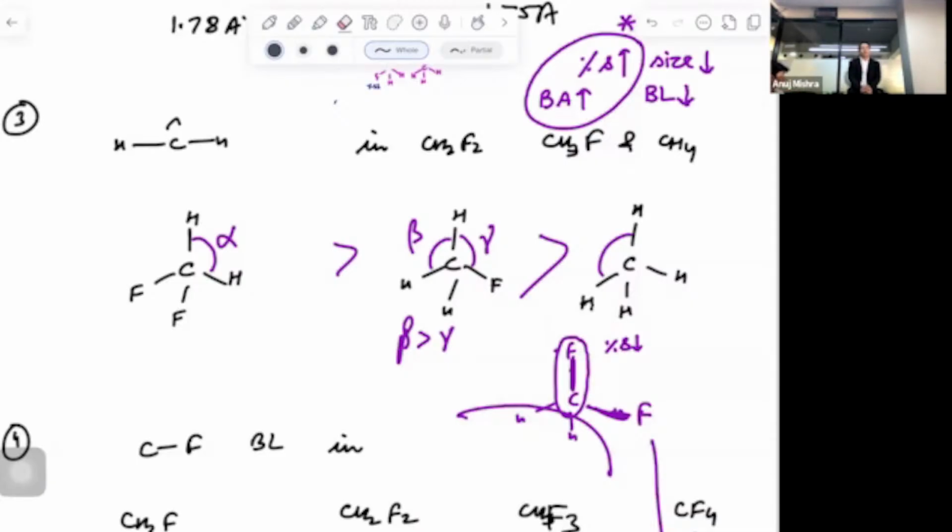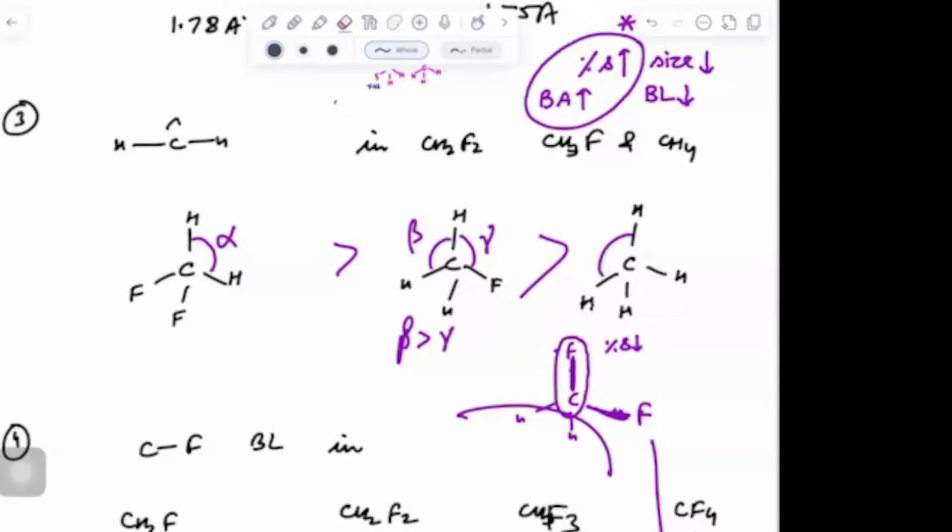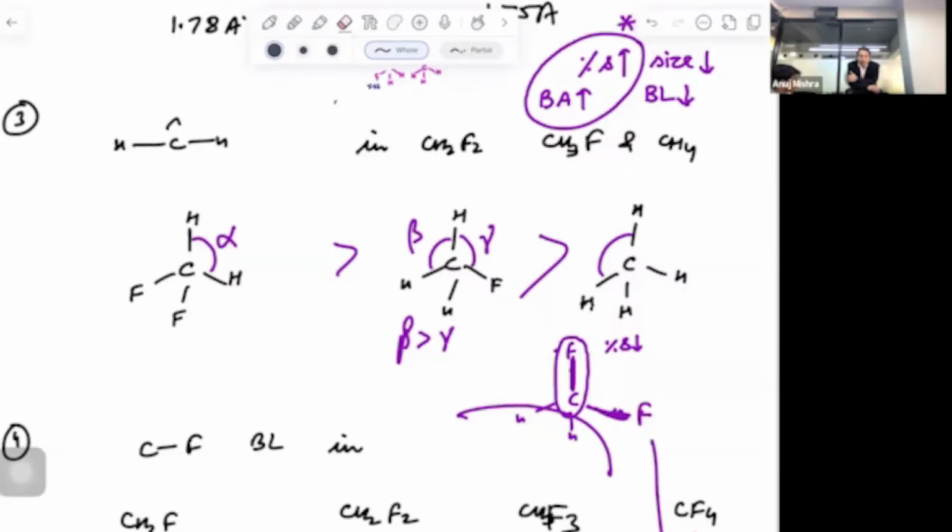CH3F is greatest, then CH2F2, same order. Anyone else? Any other answers? I'm getting the same order. Okay. So which is the longest bond length? CH3F. The reason you are giving is that the hydrogen side will be longer and the fluorine side will be smaller. So the highest will be CHF3. And then what about CF4?